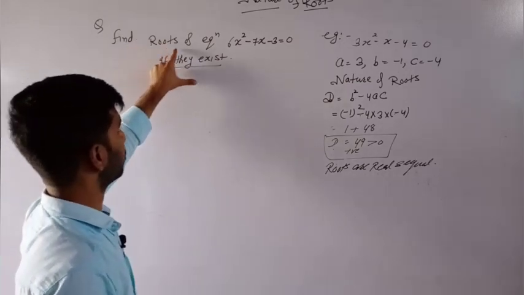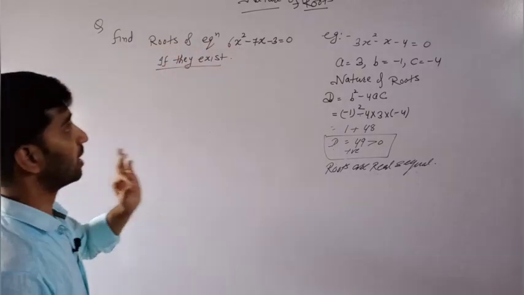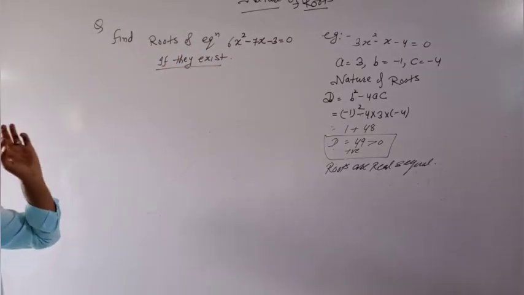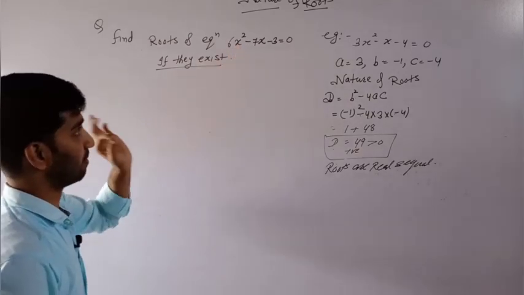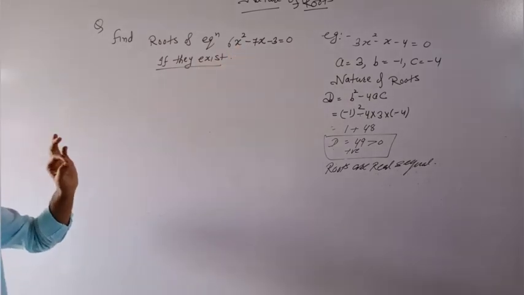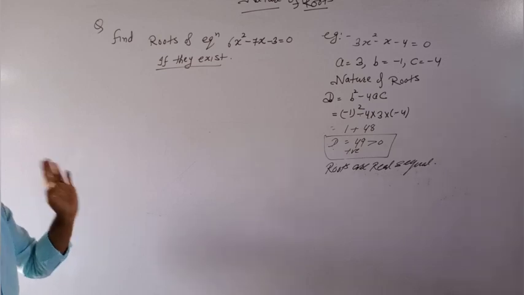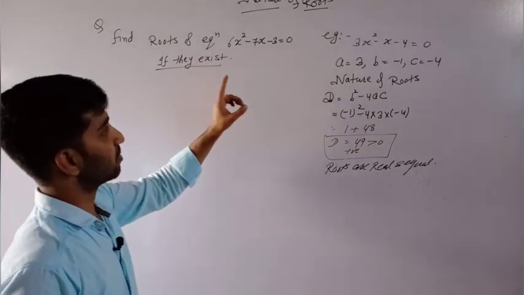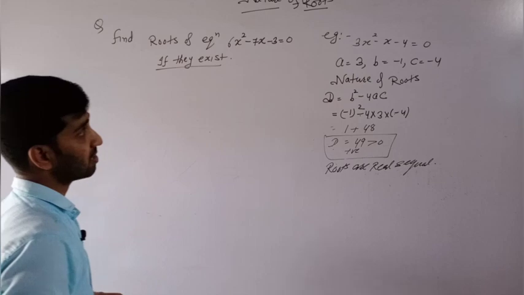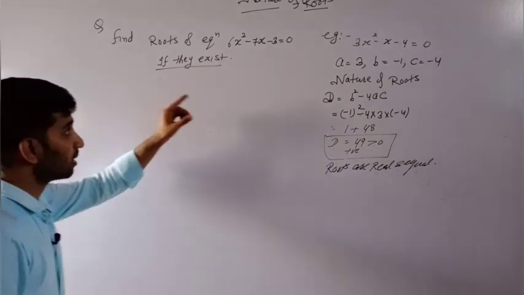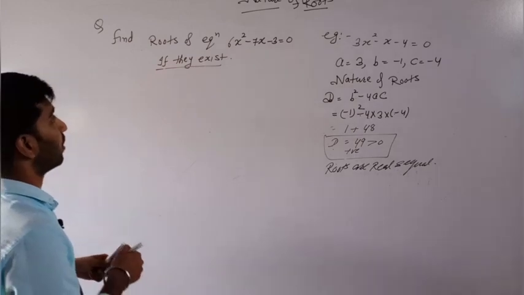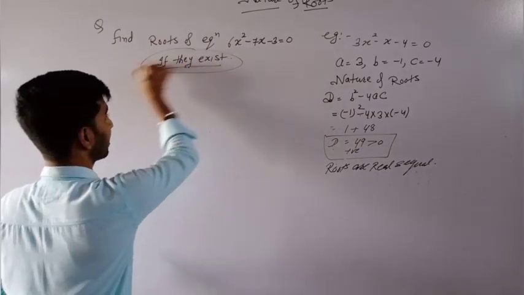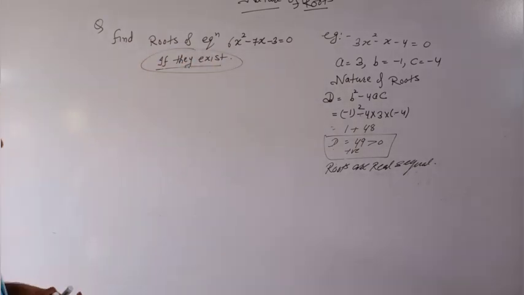Find roots of the equation, and we know that we have three methods to find the roots of a quadratic equation, which are the factorization method, the quadratic or Sridharacharya formula, and the perfect square method. These three methods we have discussed in our previous video lectures, but here is a condition: if they exist. So first of all we have to check whether the roots of this quadratic equation exist or not.